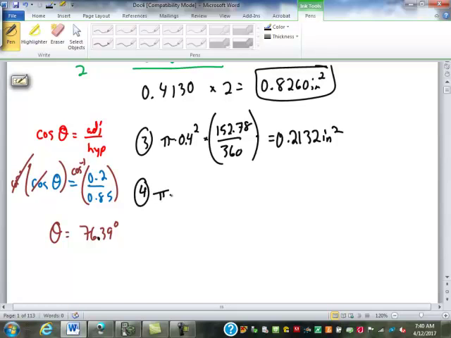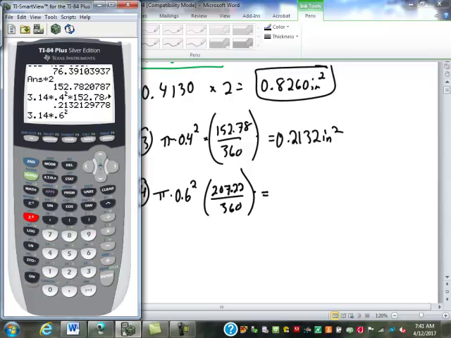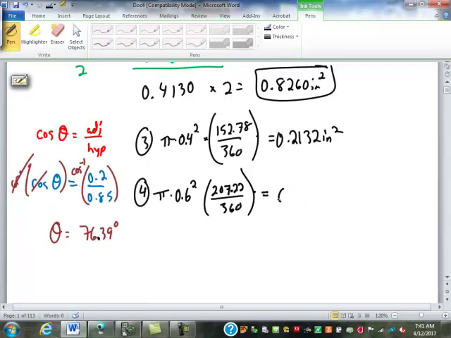For 4, it's pi times radius squared, so pi times 0.6. It's the bigger circle, radius 0.6, times its angle of 207.22 degrees over 360. Again, that's just the fraction of the bigger circle. So pi of 3.14 times 0.6 squared times 207.22 divided by 360 is 0.6507 inches squared.